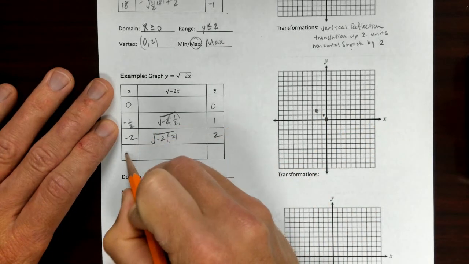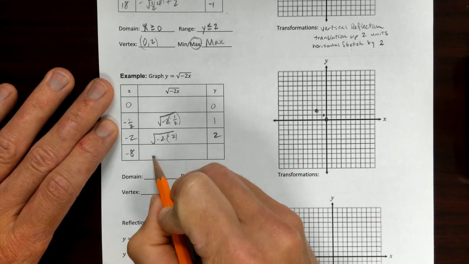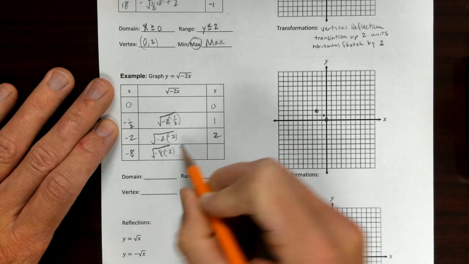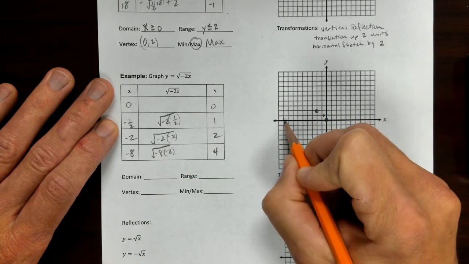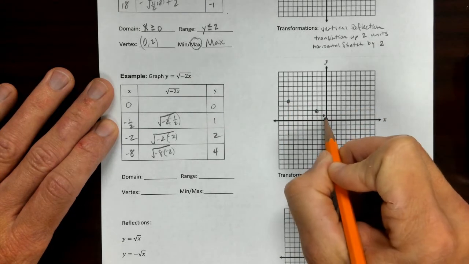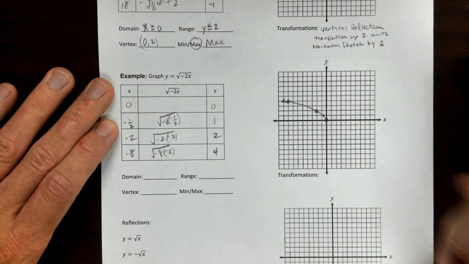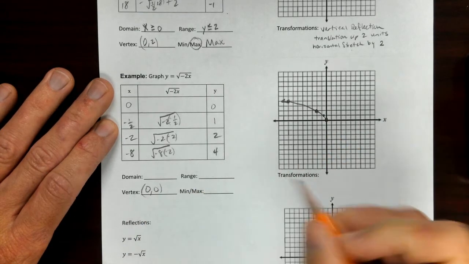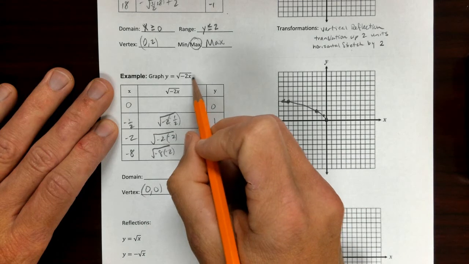Okay, and then at negative 8, we're going to get a positive 16 underneath the radical, which is going to be positive 4. So my graph looks like that right there. Now, vertex still at 0, 0. My h value is 0. My k value is 0.